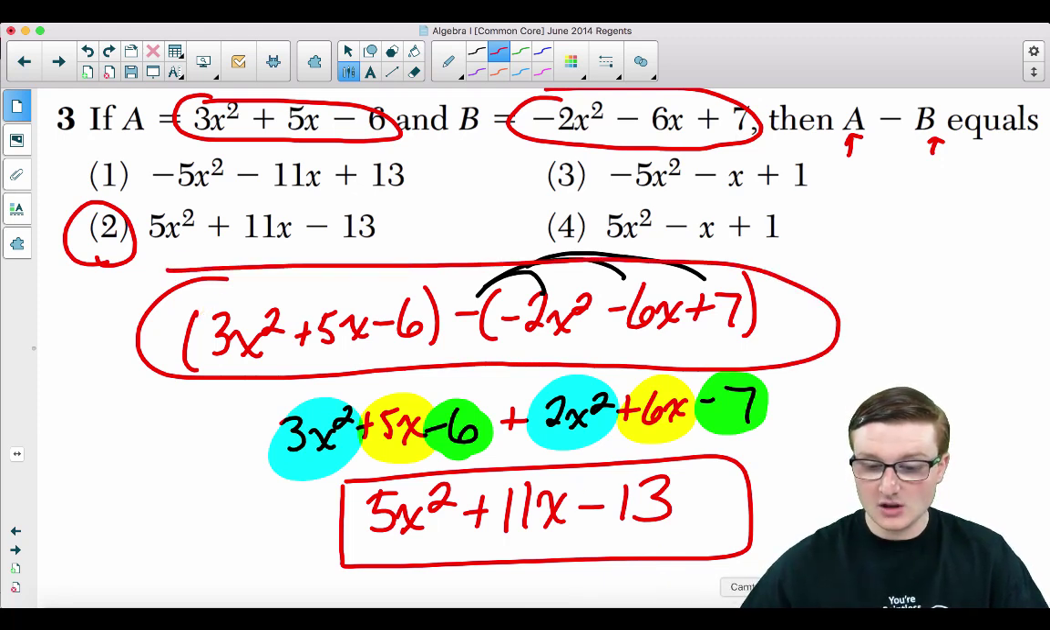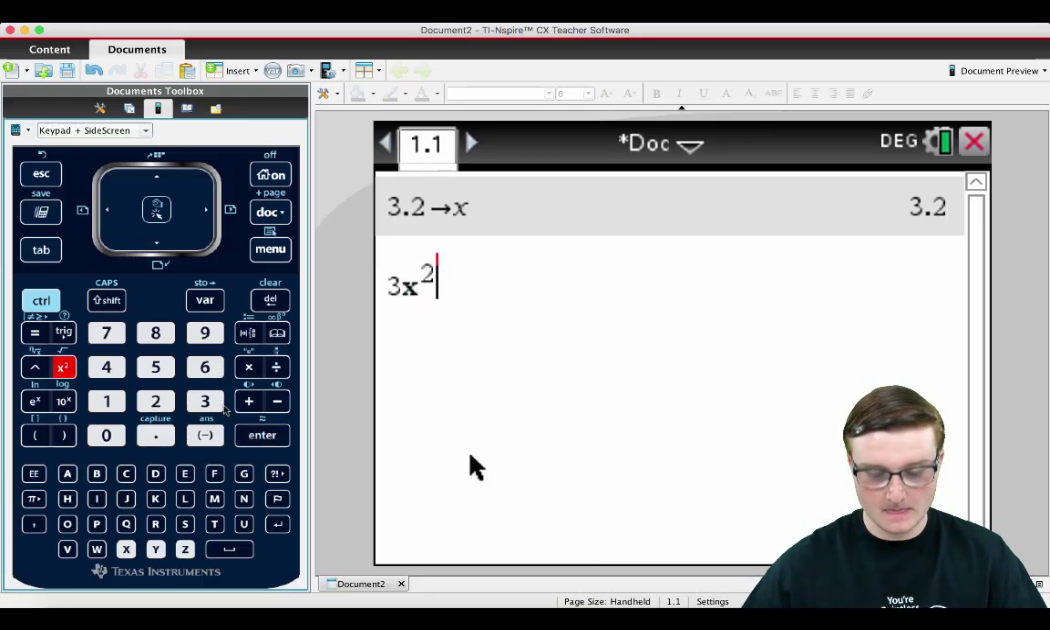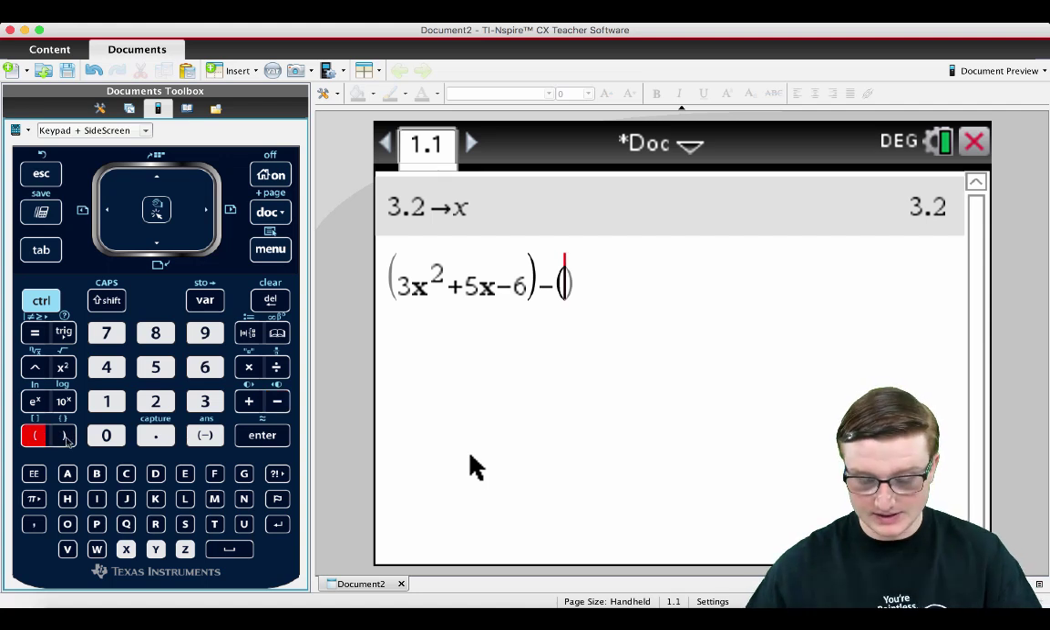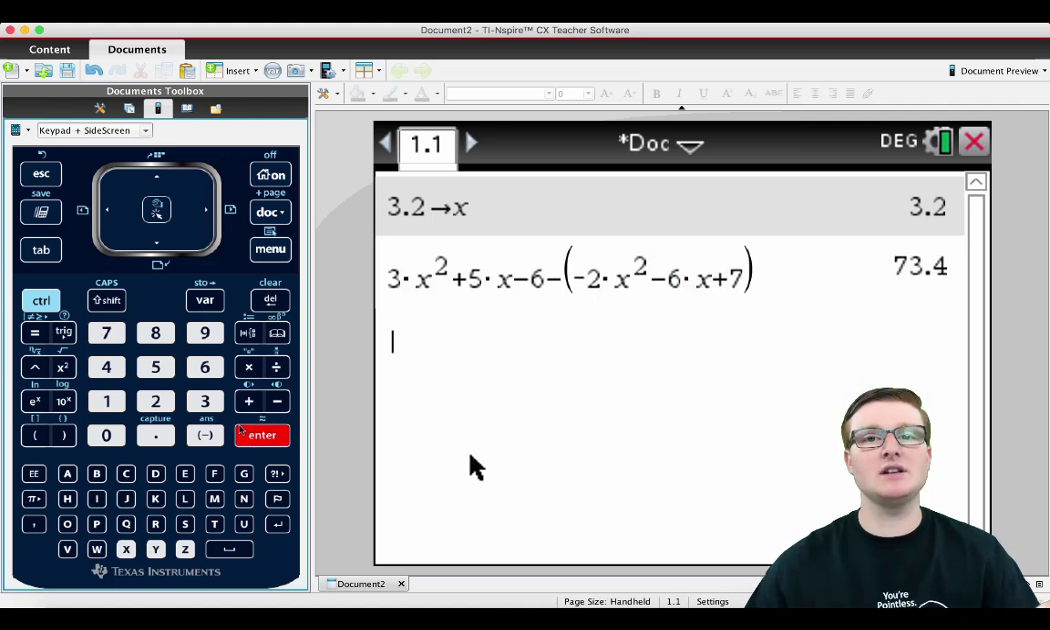So I go back to my calculator and I type in 3x squared plus 5x minus 6. Notice how that x is bolded. That means that there's a number involved. Minus, in parentheses, negative 2x squared minus 6x plus 7. And I don't care what the number is, but you get 73.4.